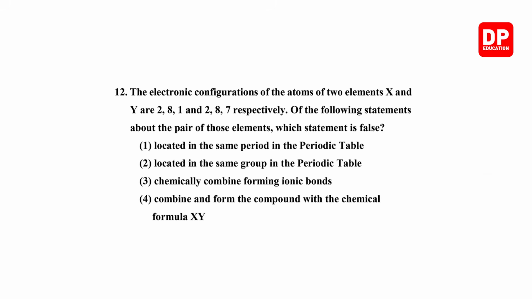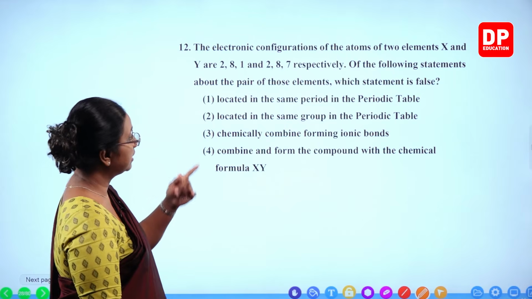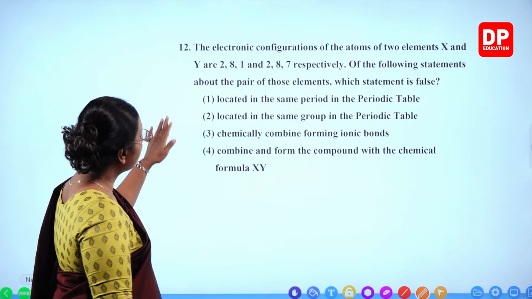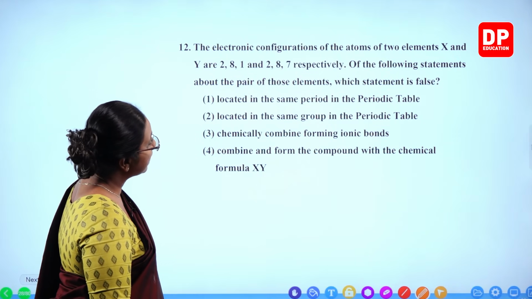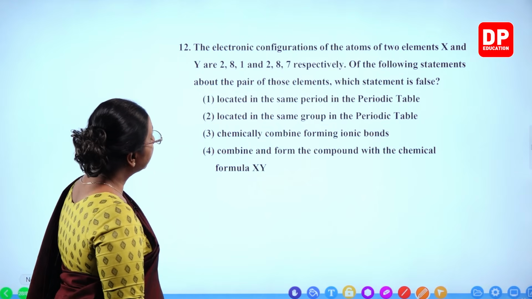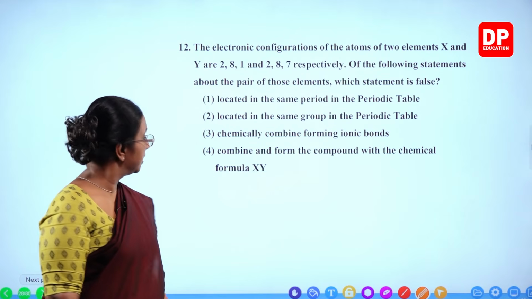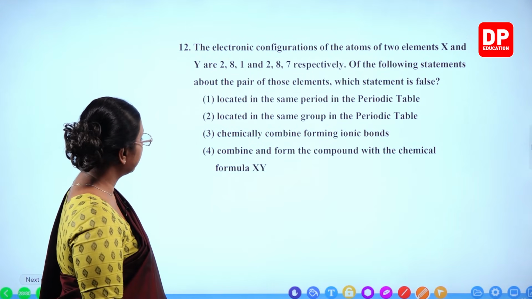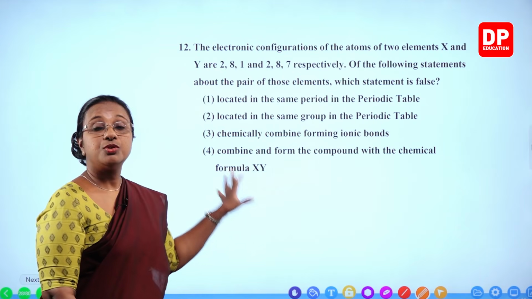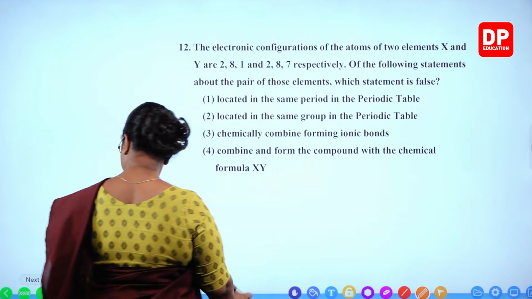Question number 12. The electronic configurations of the atoms of 2 elements X and Y are 2, 8, 1 and 2, 8, 7 respectively. Of the following statements about the pair of those elements, which statement is false? So here they are asking for the false statement. Now look at the statements. Located in the same period in the periodic table, located in the same group in the periodic table, chemically combine forming ionic bonds, and combine and form the compound with the chemical formula XY. So to answer this question, I'll move on to the next slide.